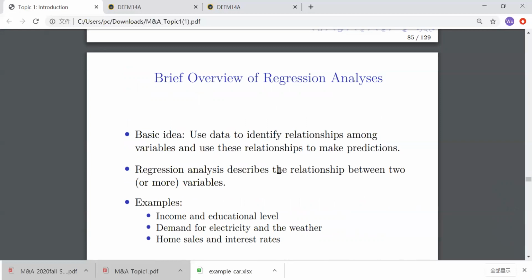So now, before I go to one example to explain how to do it, I'm going to briefly introduce the regression analysis here. The basic idea of regression analysis is that we use data to identify relationships among variables and then use those relationships to make predictions, right? In our example here, we estimate the relationship between individual stock return and the market return. And then we use this relationship to predict the expected return in the 3-day window of the merger announcement, right? Regression analysis describes the relationship between the two variables, like in the examples.